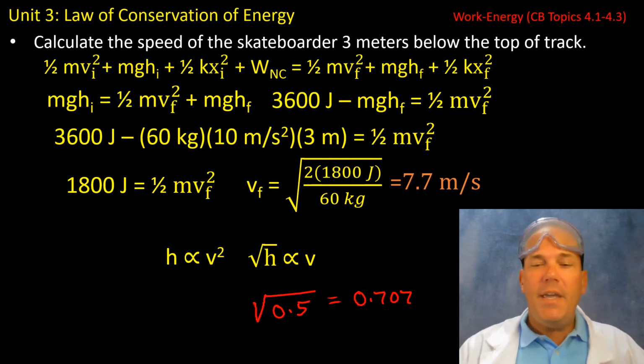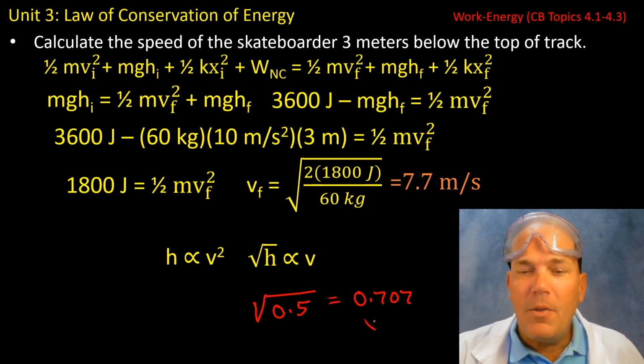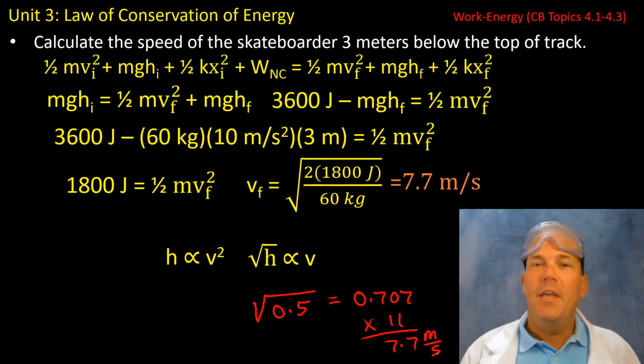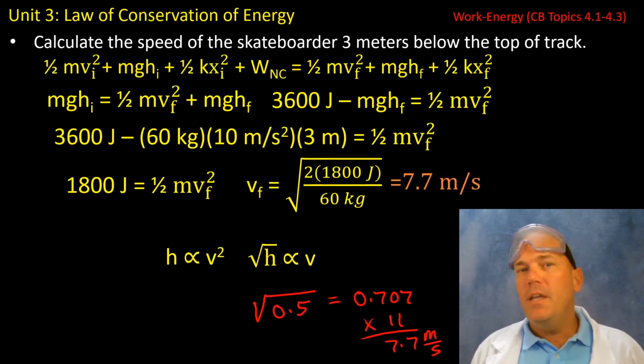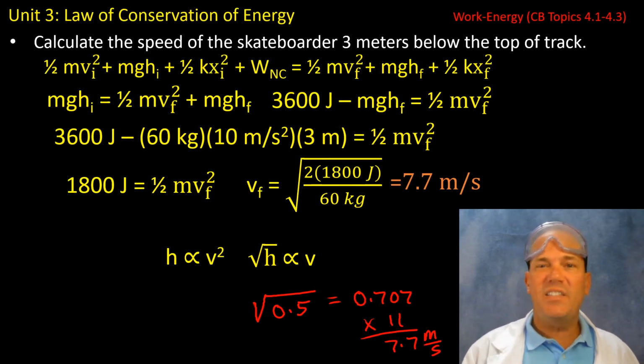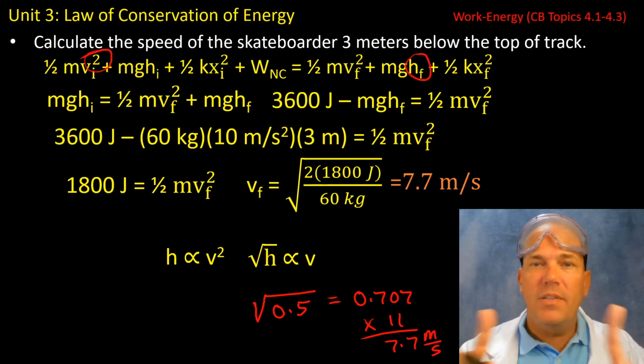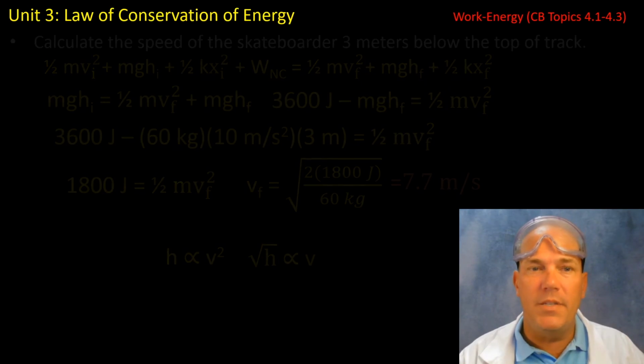So if we take this value here and multiply it by 11, guess what? We get about 7.7 meters per second, because the overall speed is a little over 7/10 of what it would have been at the bottom. This is a nonlinear, this is an exponential relationship.